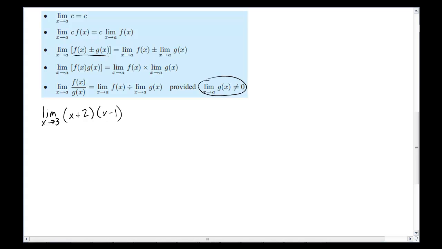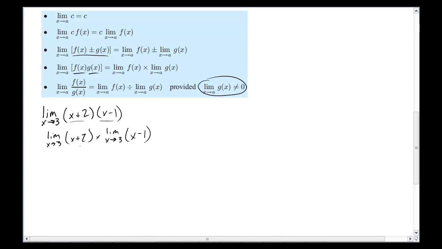Alright, so we're going to find the limit as x approaches 3 of (x + 2)(x - 1). I want you to use the rules. The first thing we're going to do is use the fourth rule, because I've got an f of x times a g of x. So we're going to rewrite it as the limit as x approaches 3 of x + 2, times the limit as x approaches 3 of x - 1.